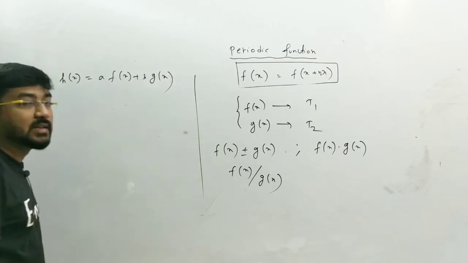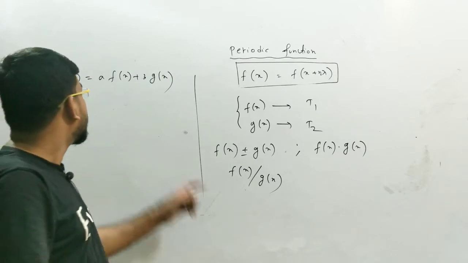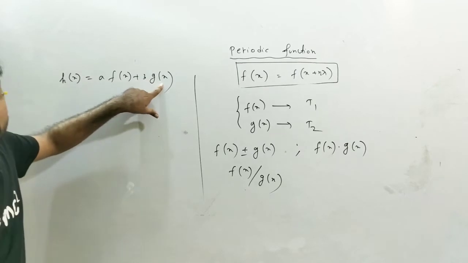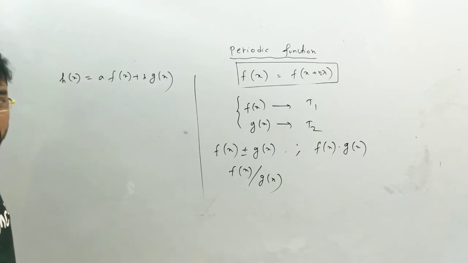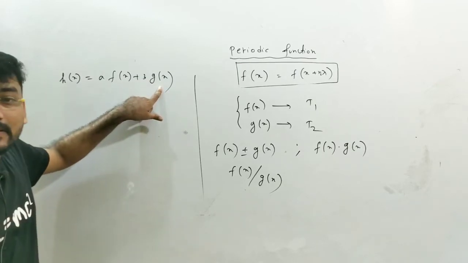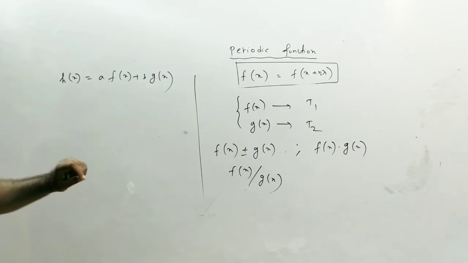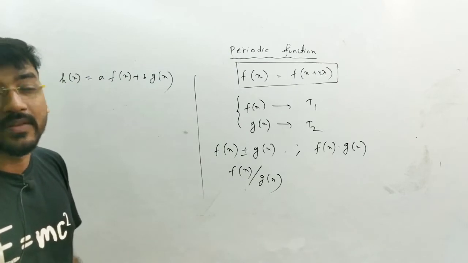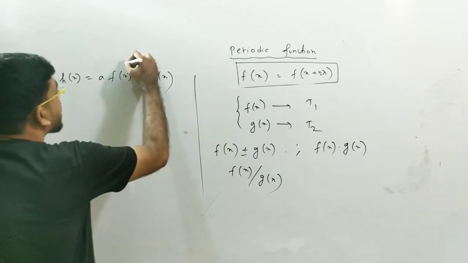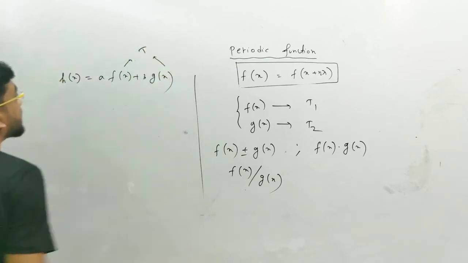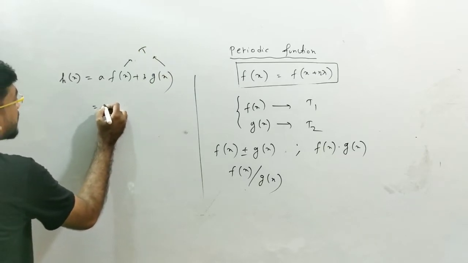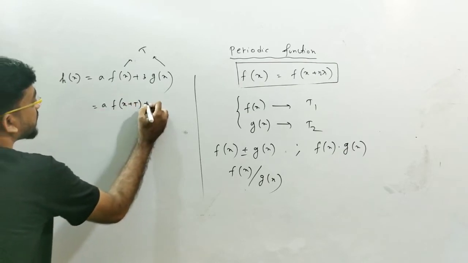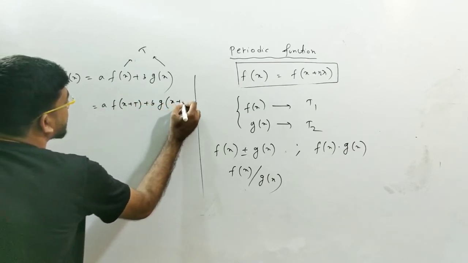This is the linear combination of f(x) and g(x), which is equal to h(x). Now if f(x) and g(x) are periodic functions with the same period, then h(x) will also be a periodic function with the same period. Suppose the period of f(x) and g(x) is the same, say T. In that case, we have a times f(x + T) plus b times g(x + T).